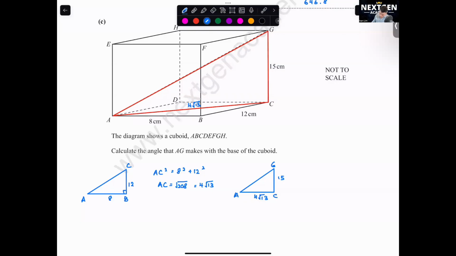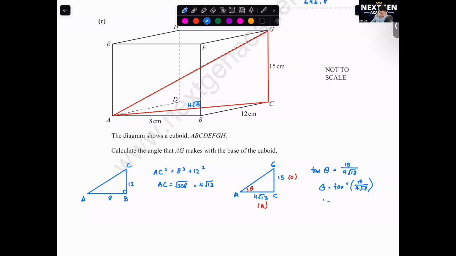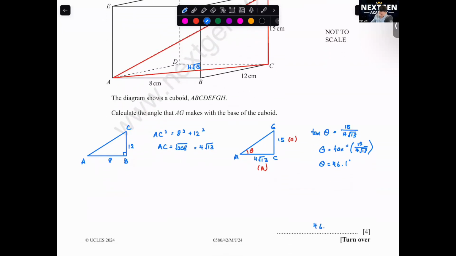This one was ABC. And we want to find this angle here. This theta. This will be opposite. This one will be adjacent. So we'll use tangent theta, TOA. 15 over 4 sec 13. Theta is inverse tangent 15 over 4 sec 13. Put this in the calculator. You will get here 46.1 degrees. Okay, normally for angles, we just write to 1 decimal place.